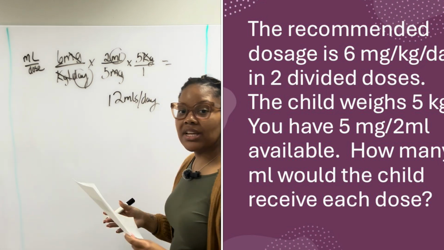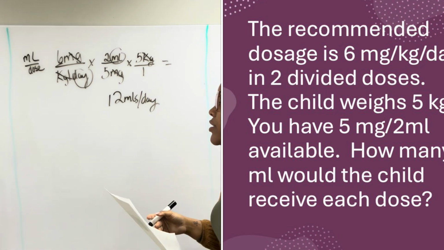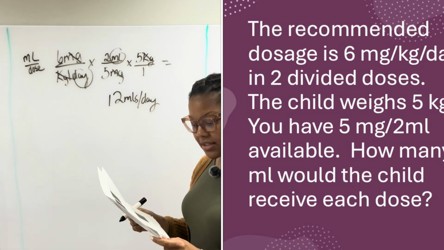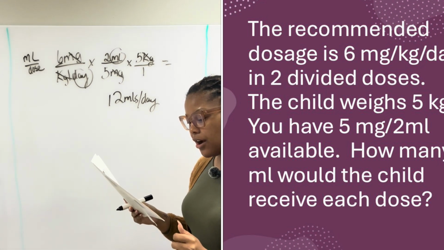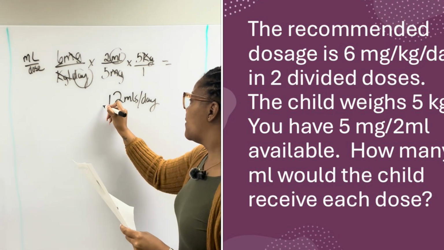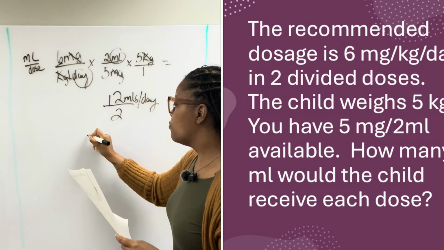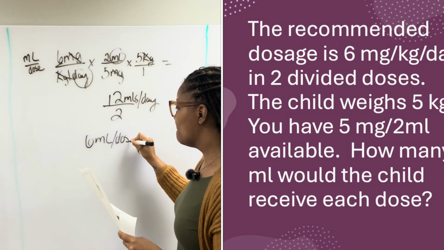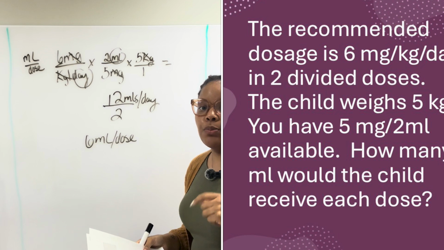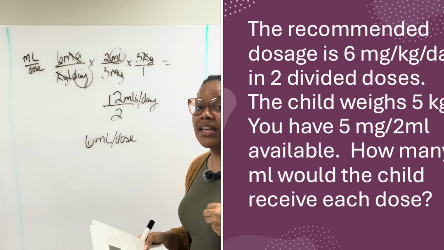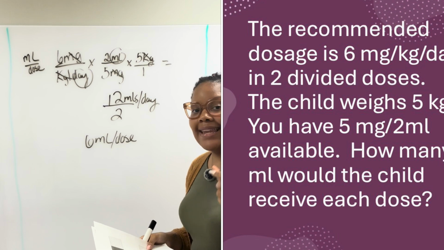But the question is not asking for mLs per day. It's asking for mLs per dose. So we want to go back to the problem, and it says that the child receives this in 2 divided dosages. So we're going to divide 12 by 2, and we're going to get 6 mLs per dose. So it's very important that you pay attention to what your question is asking for. This question is asking for the dose, not the day.